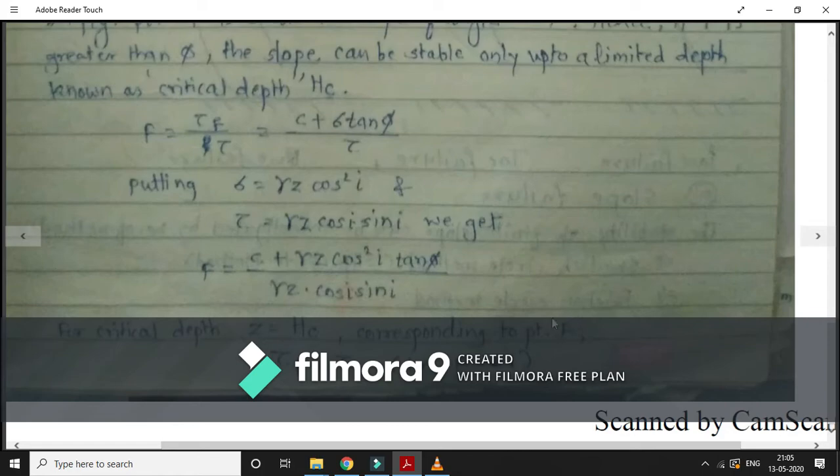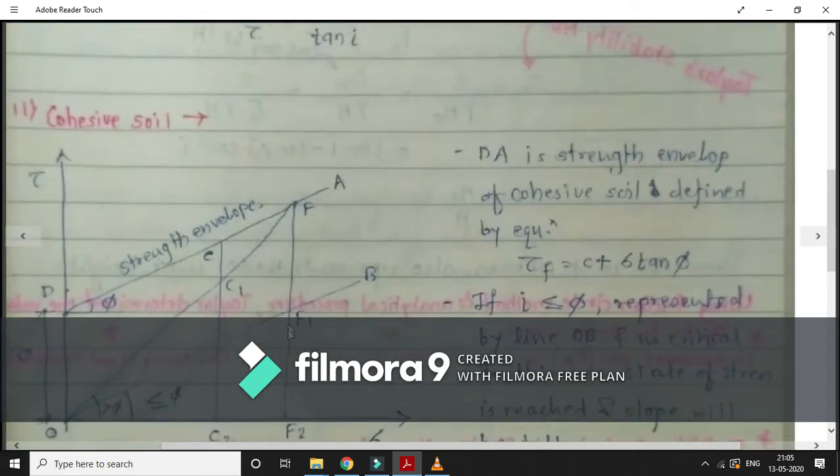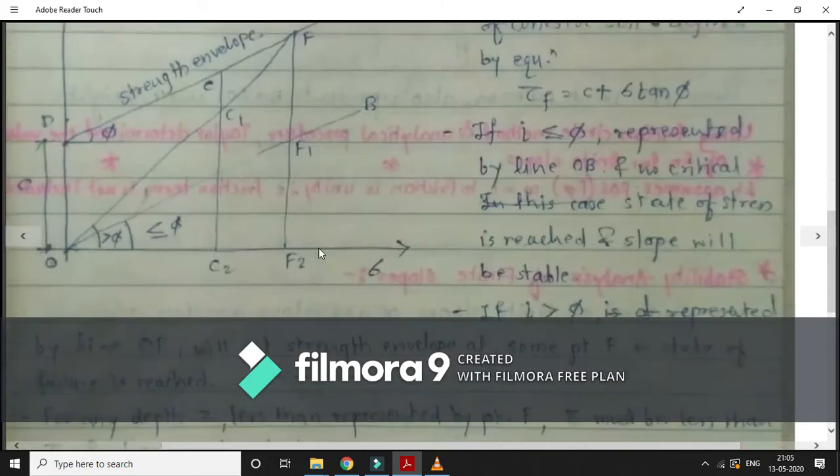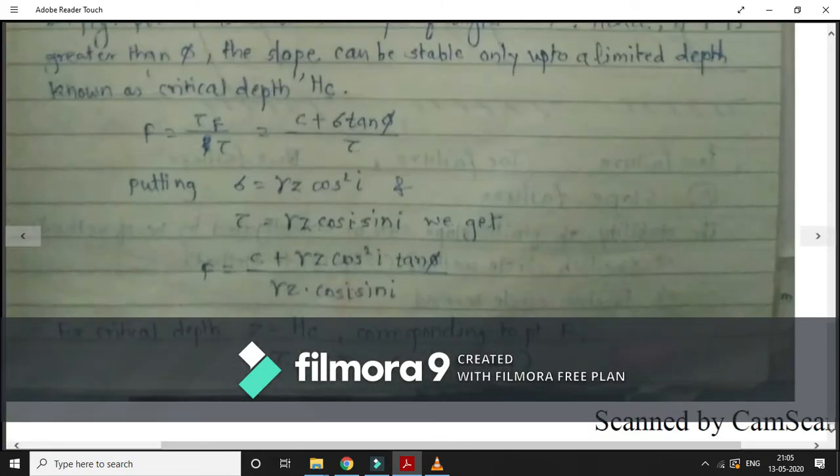And this is the critical point where the factor of safety is equal to 1. Correct? So this is the critical height below which we can say the factor of safety is greater than 1 and all these are stable values here. But at this point, the factor of safety is equal to 1 because tau F is equal to tau. And we are representing that height as Hc here. Correct? Got it? So we are putting this value F equal to 1 and z is replaced with Hc here.